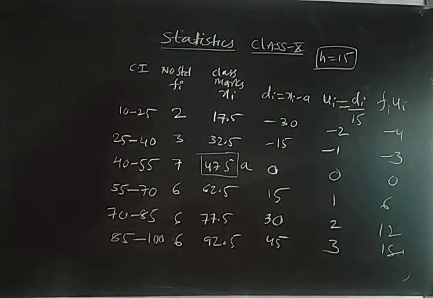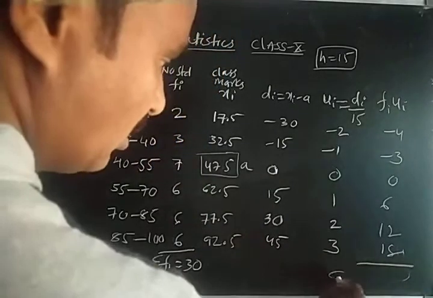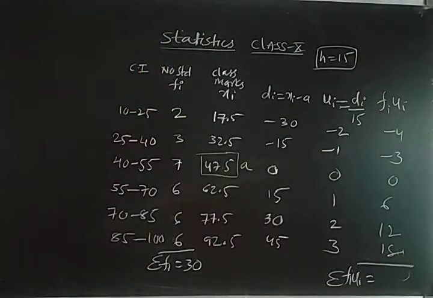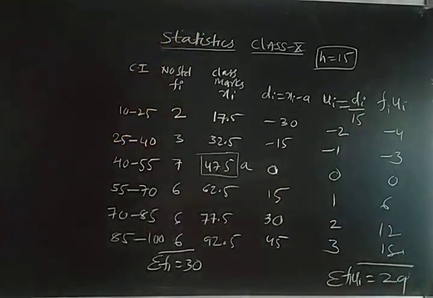After finding this last column, you have to find the summation of fi. What is the summation of fi? By adding all the numbers of students, you will get summation fi equal to 30. Next, the last column sum is denoted by sum of fi into ui. By adding all these values, you will get 29.